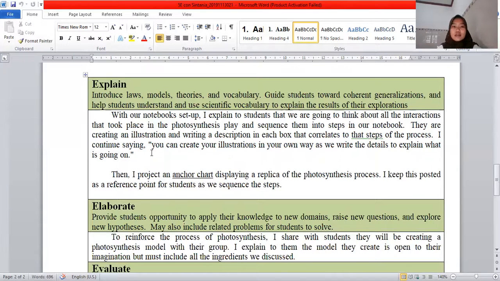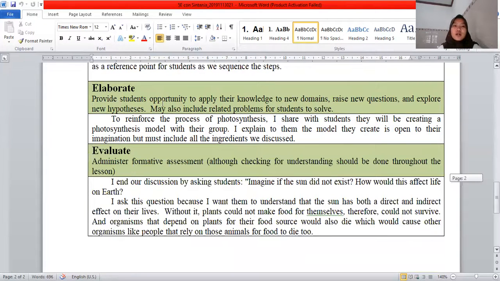I continue saying, you can create your illustration in your own way, whereas we write the details to explain what is going on. Then I project an anchor card displaying a replica of the photosynthesis process. I keep this posted as a reference point for students as we sequence the steps. For elaborate, provide students opportunity to apply their knowledge to new domains, raise new questions, and explore new hypotheses. May also include related problems for students to solve.